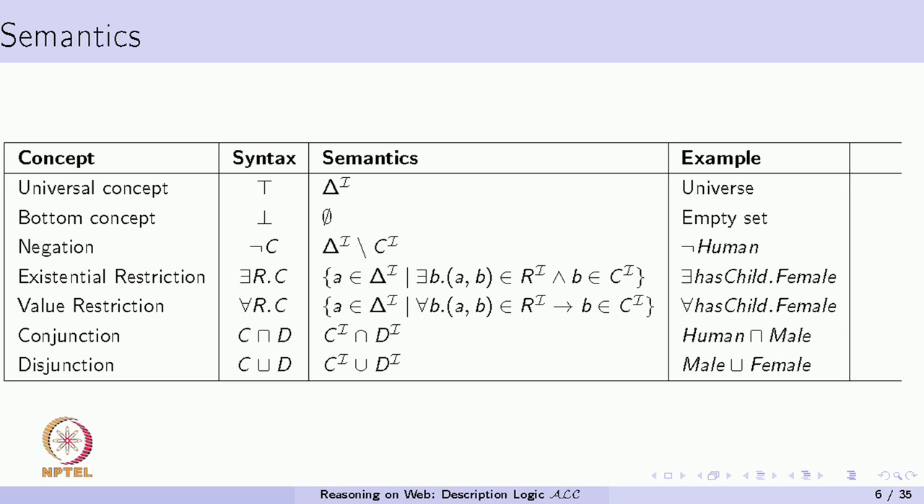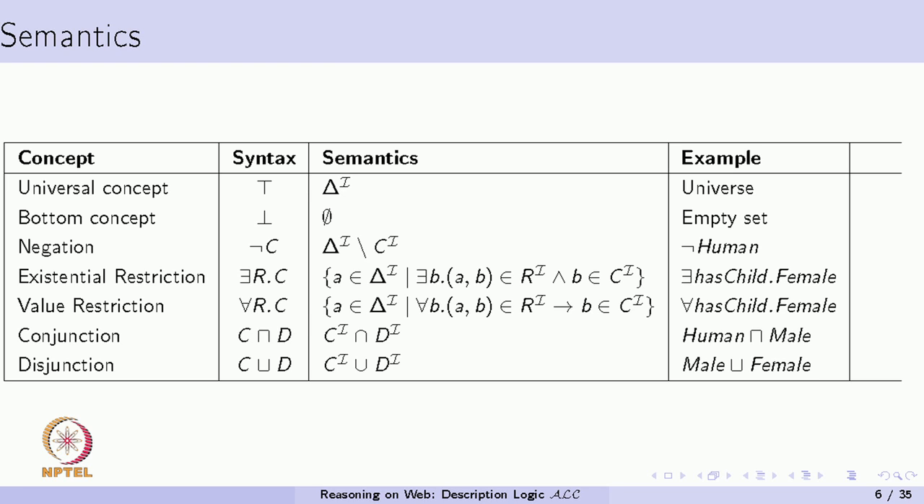Existential restriction says that there exists at least one role filler which belongs to this class C. So, an example as you can see on the right hand side says that there exists has child who is a female essentially. Value restriction says that all role fillers must be of class C. So, for example, all children are female essentially.